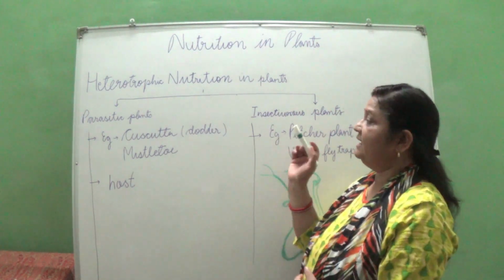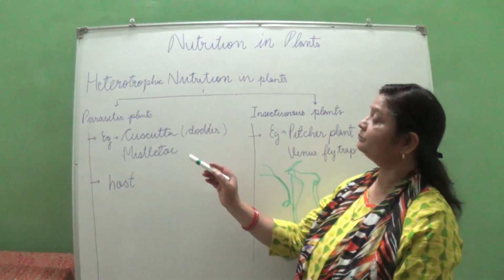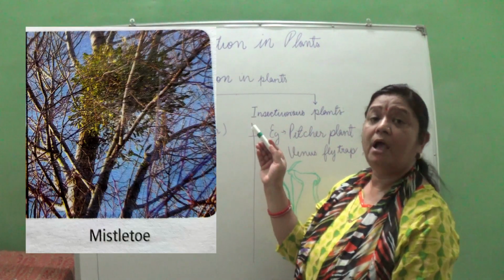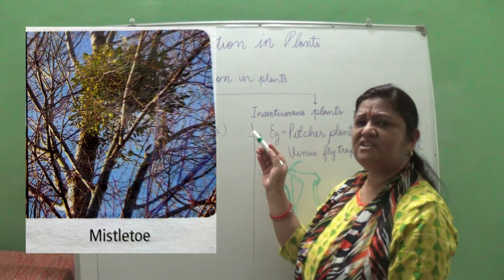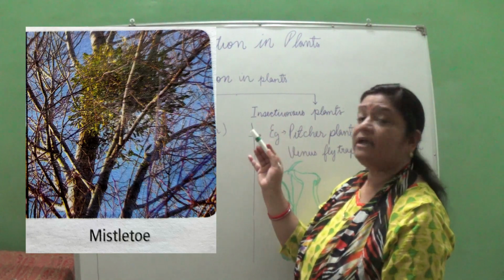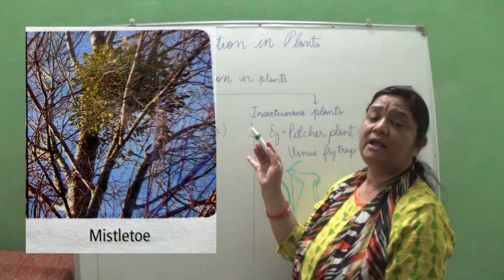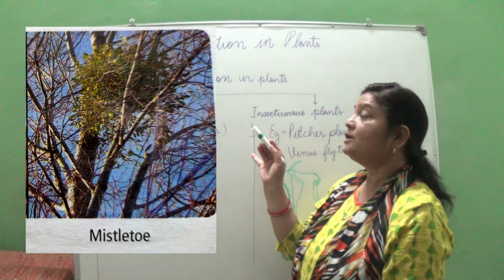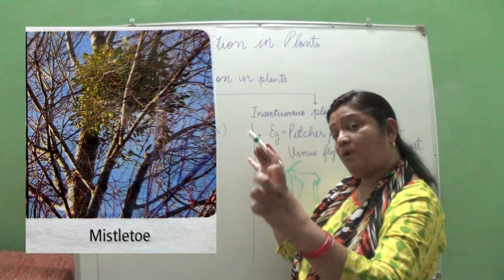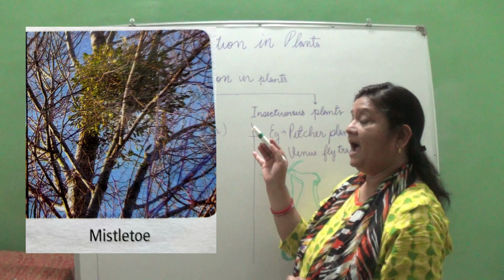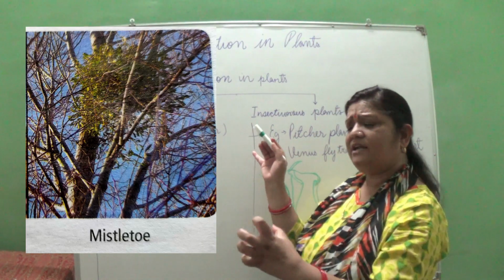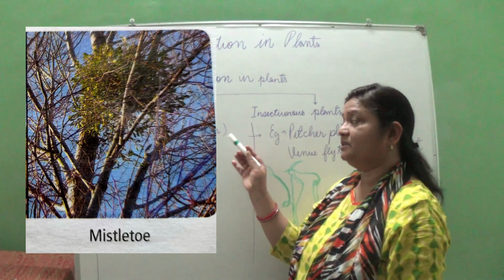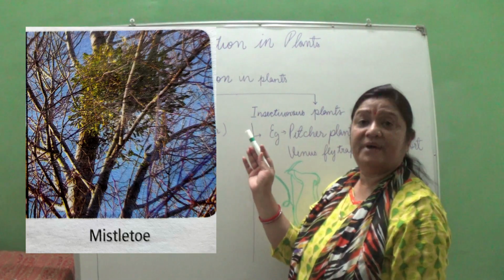Now the next example is mistletoe. You can see the picture of this mistletoe on the board. Here, this is a partial parasite. Why? Because here it can prepare its food, but it doesn't have water and other minerals. It can't take them. So what happens? It takes them from other plants, and as a result, it is only partially dependent, for water as well as what? For the minerals. And so this mistletoe is a partial parasite.